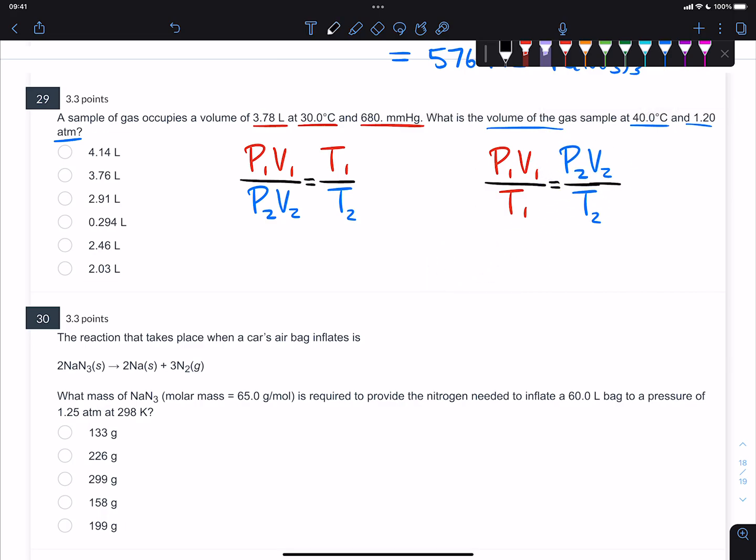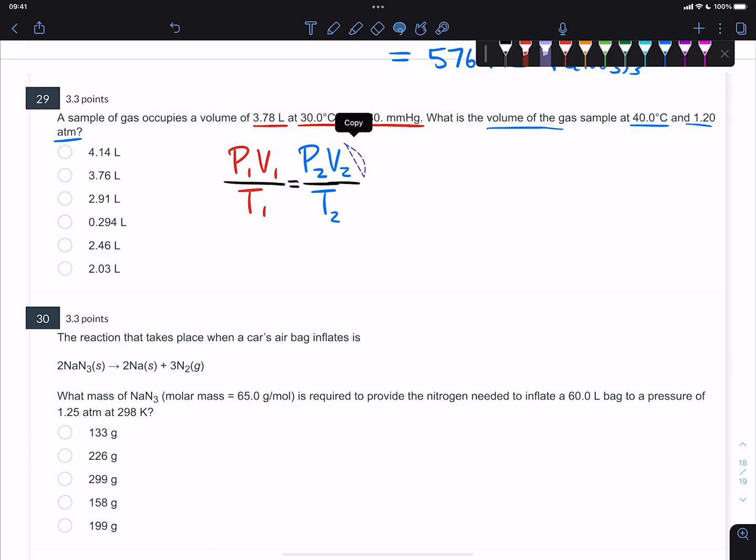Okay, so with that being said, you can use either one of these you want. They're the same thing, as long as you realize you're solving for V2. It turns out that the second one's a little easier to work with because V2 is already in the numerator position. So I'm just going to get rid of this one. This is all just about being careful with your math.